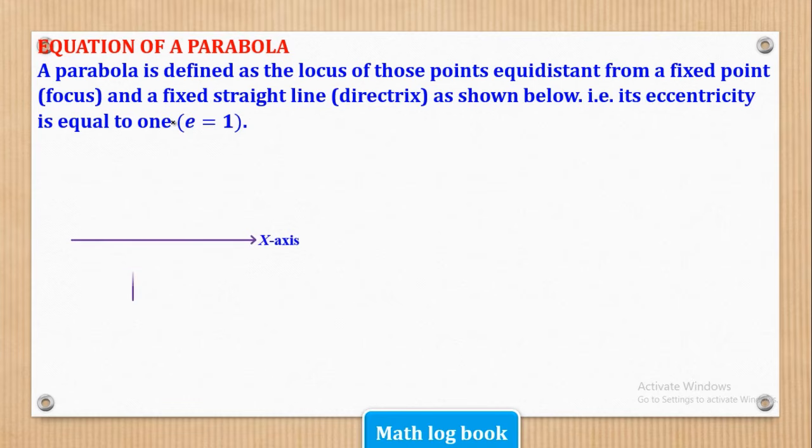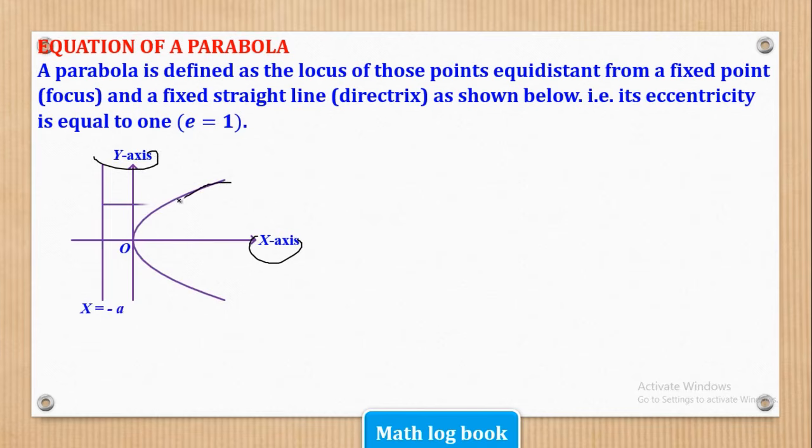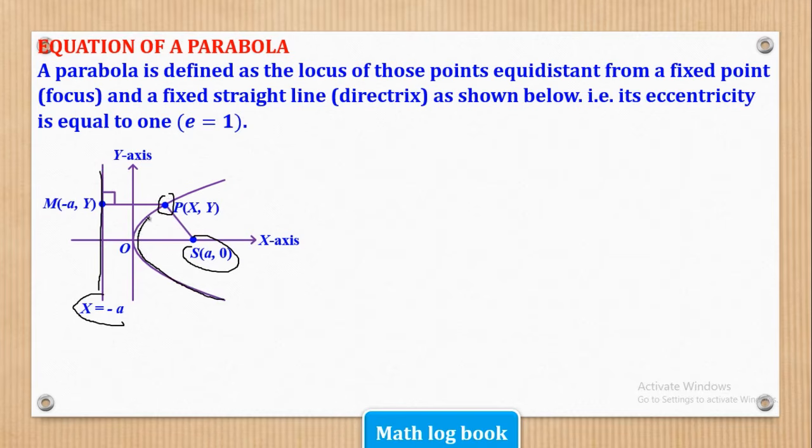Now let us look at the shape of a parabola. If I have those axes, x-axis, y-axis, then that will be the shape of a parabola. As long as you see this, it implies that it's a parabola. And this one will now be called the directrix. This line x equal to negative a is the directrix, and this is the focus. This is a variable point on the parabola, and this is the locus of that point, and that locus is what we call a parabola.